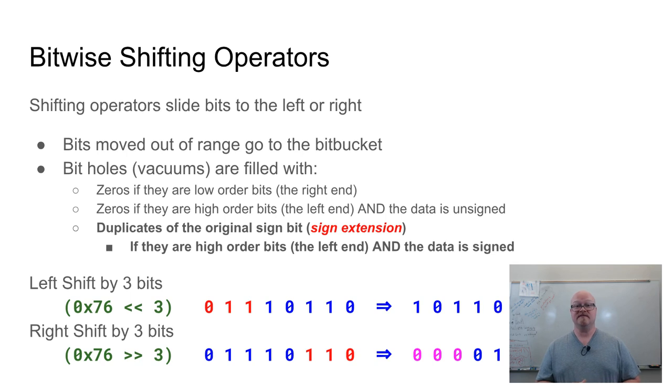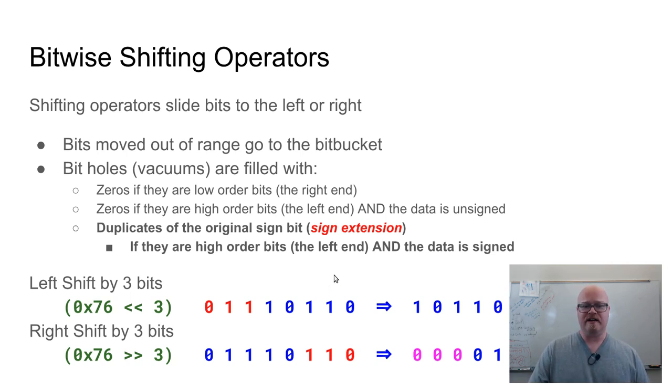So if it was a negative number and we shift it to the right 3 times, we're still going to have the original 1 in the sign bit location, or from the sign bit location shifted over 3 times this way, but the 3 bits of vacuum are going to be filled with duplicates of the 1. If it was a positive number, then the bits of vacuum will be filled in with zeros. And that's, if you'll recall, called sign extension.